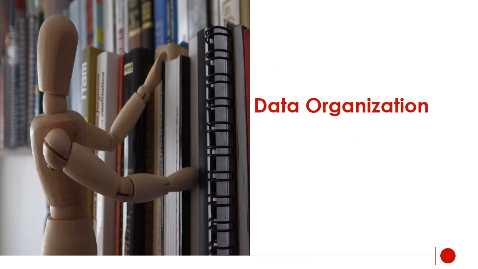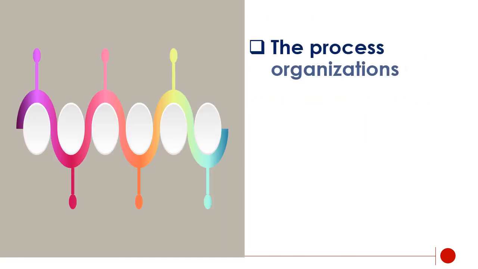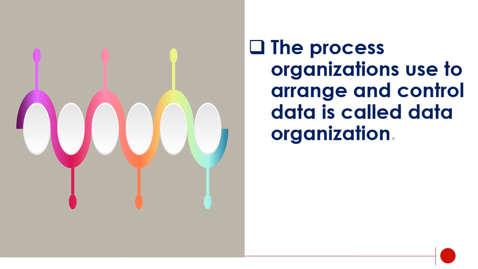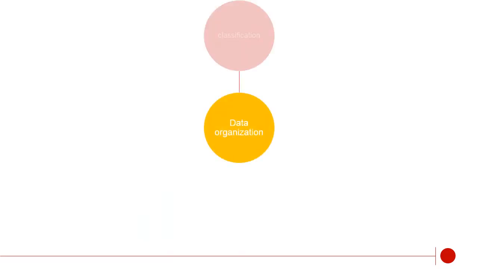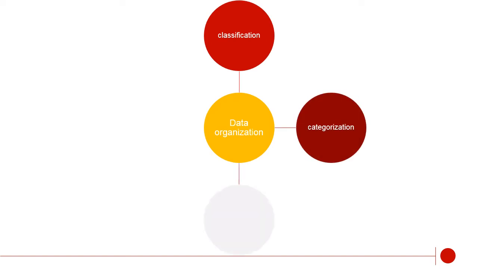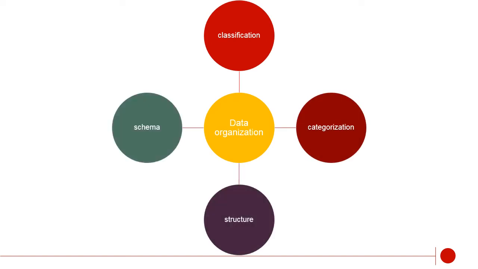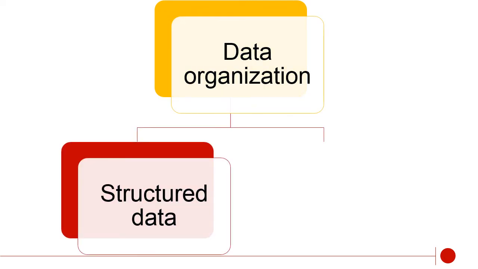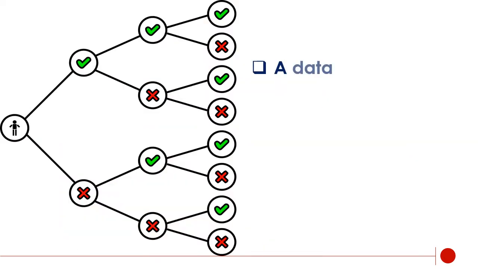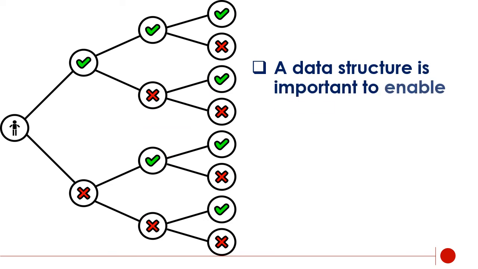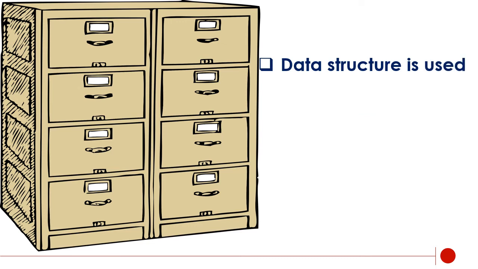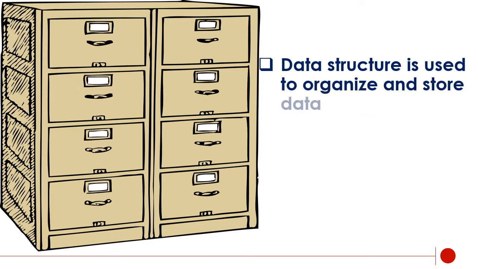Data organization. The process organizations use to arrange and control data is called data organization. Data organization components are data classification, categorization, structure, and schema. Data organization applies to structured and unstructured data. A data structure is important to enable access and modify data efficiently. Data structure is used to organize and store data.